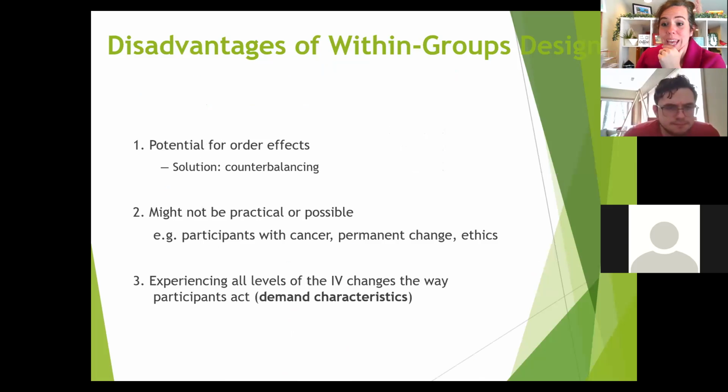Okay. So again, now we're talking about the disadvantages of within group design. First off, there's the potential for order effects, but we can solve for that with counterbalancing. It may not be practical or possible. Again, you can't ethically, it's a little challenging to have participants who are being treated for cancer be exposed to a bunch of different drugs, right? That's not good for their bodies. There could be permanent change and again, ethical violations or ethical possibilities that pop up because of it.